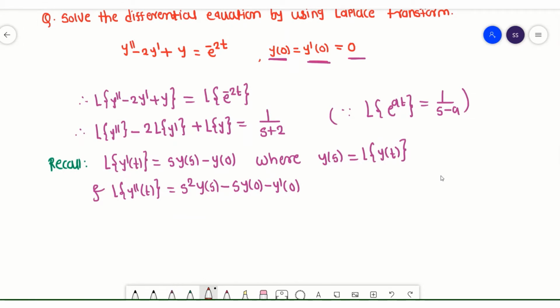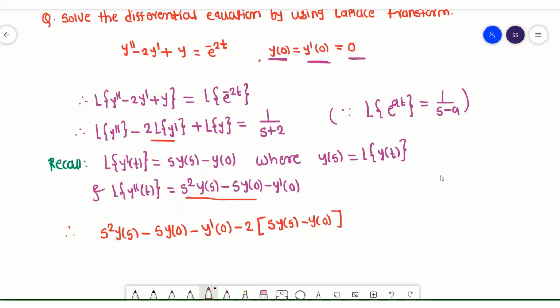So if you substitute these two values of y dash and y double dash in the above equation, that equation becomes: first term, s square Y of s minus s times y of 0 minus y dash of 0, and second term is minus 2 times Laplace of y dash, that becomes minus 2 times s Y of s minus y of 0. Last term is Laplace of y, which is Y of s, a function of variable s, and the right hand side is 1 upon s plus 2. So this expression becomes this.